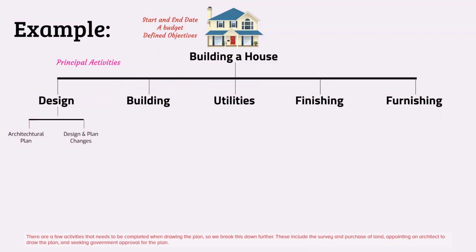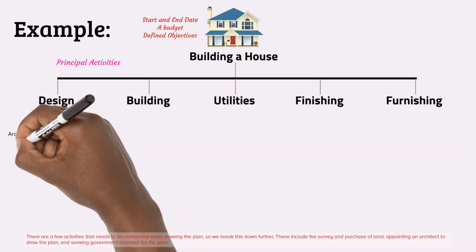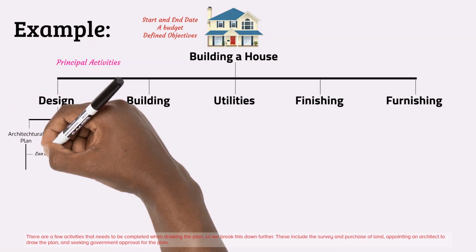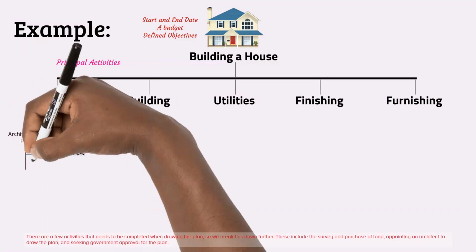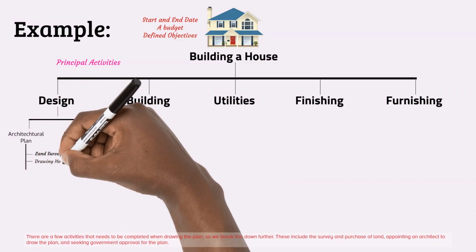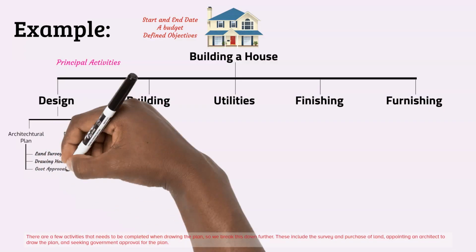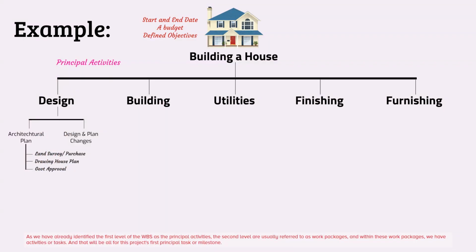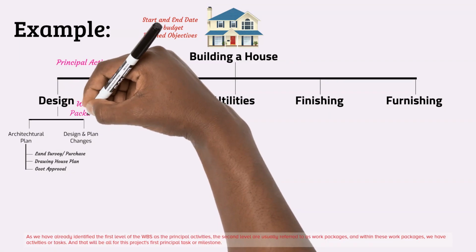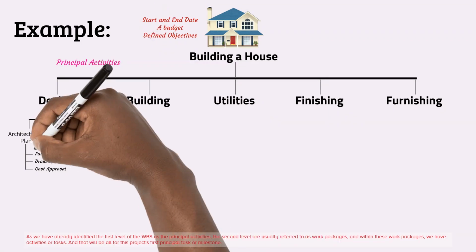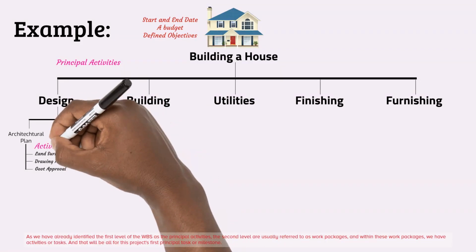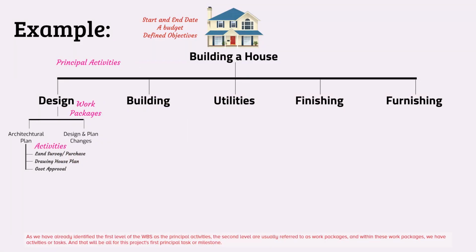There are a few activities that need to be completed when drawing the plan, so we break this down further. These include the survey and purchase of land, appointing an architect to draw the plan, and seeking government approval for the plan. As we have already identified the first level of the WBS as the principal activities, the second level are usually referred to as work packages, and within these work packages, we have activities or tasks. And that will be all for this project's first principal task or milestone.